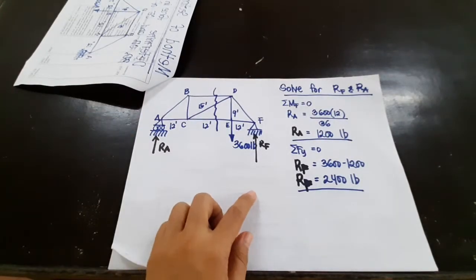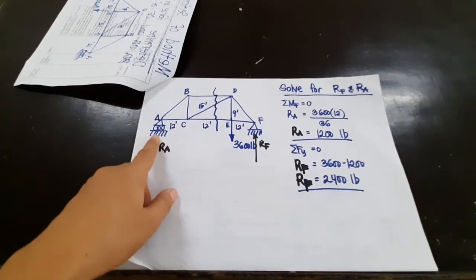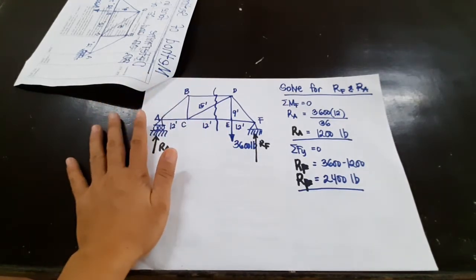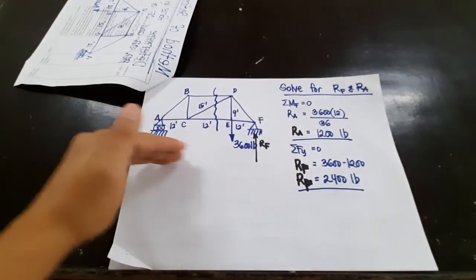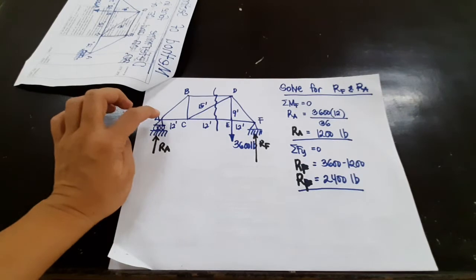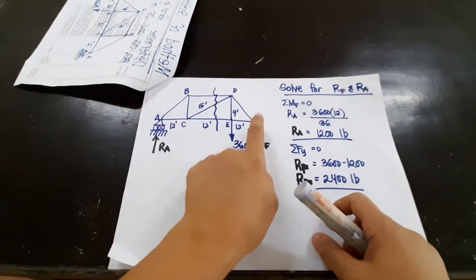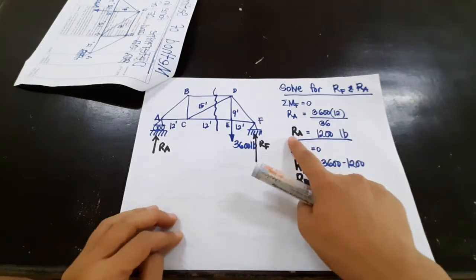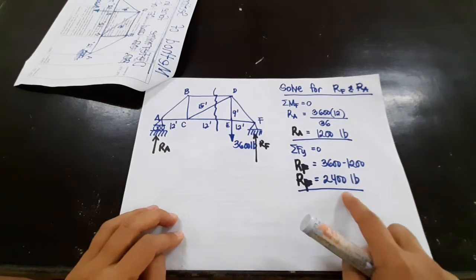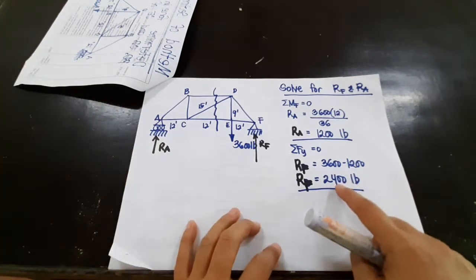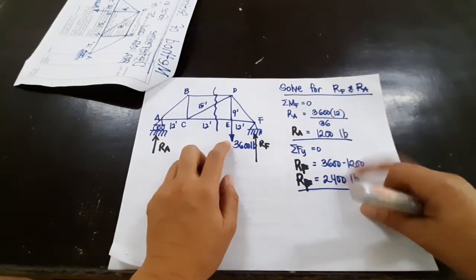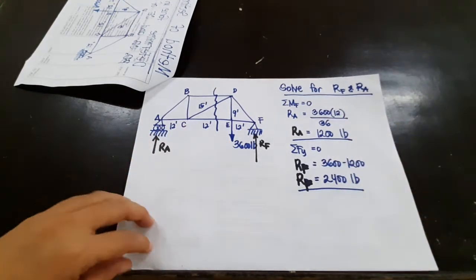So we have a vertical reaction at the roller, and we assume only a vertical reaction at RF because there is no external force acting along the x-axis. Solving for RF and RA, we take moment at A to solve for RF, and we take moment at F to solve for RA, and so we have RA equals 1,200 and RF equals 2,400. Validating that, RF plus RA should be equal to 3,600, and 1,200 plus 2,400 is equal to 3,600, so we have a correct solution.